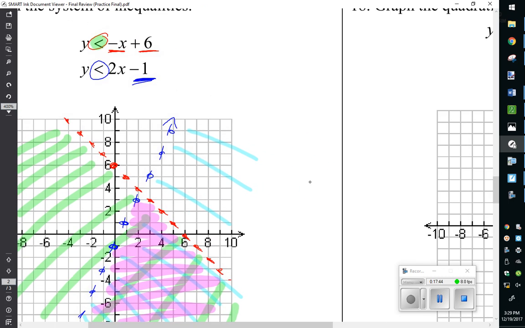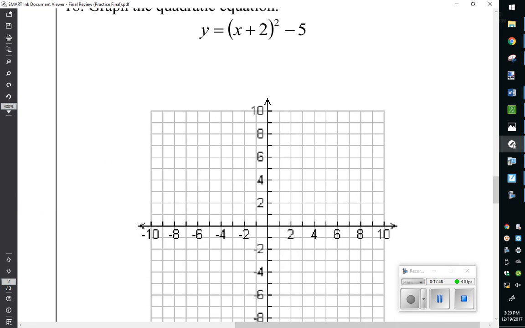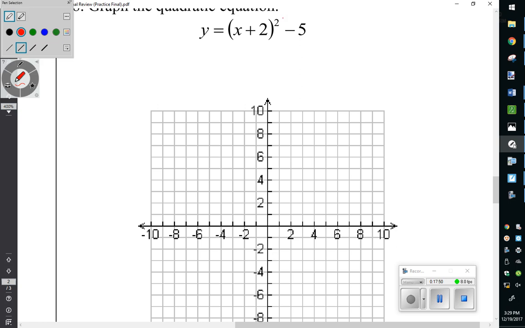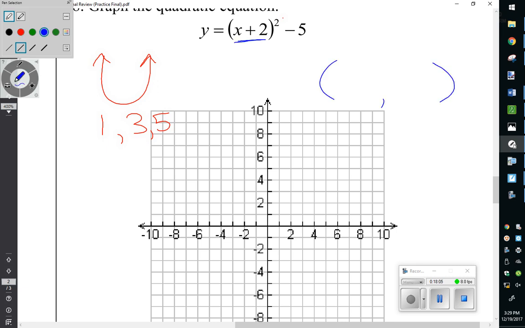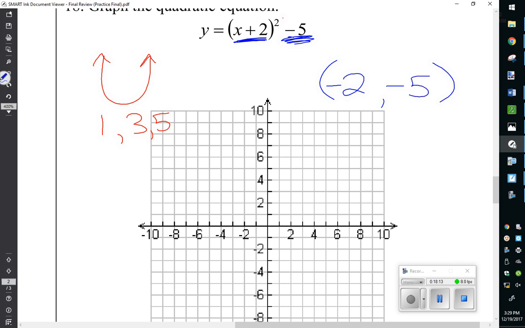That's 17. 18, it's graph the quadratic. We were struggling with this the other day. It is a squared thing, so I know my shape is going to be a parabola. The pattern is 1, 3, 5. The plus 2 is to find your vertex. Whatever's with your x, you're going to take that and change its sign, so it's going to be negative 2. Whatever's tagged on the end, you're going to do what it says, so it's a minus 5.